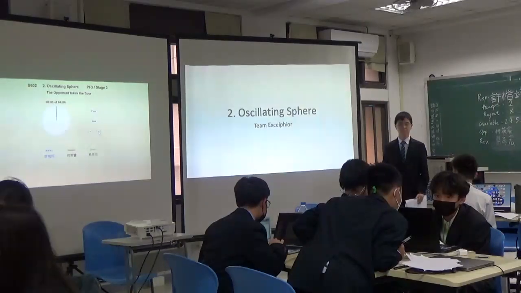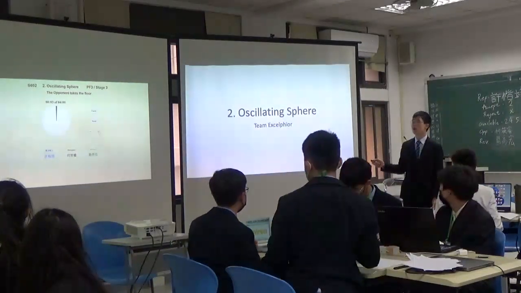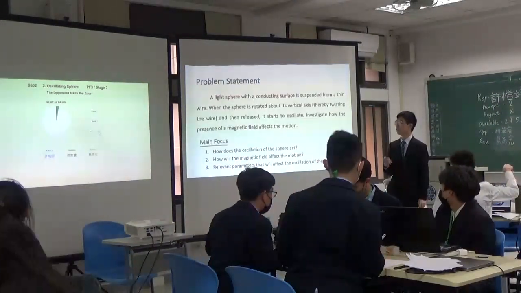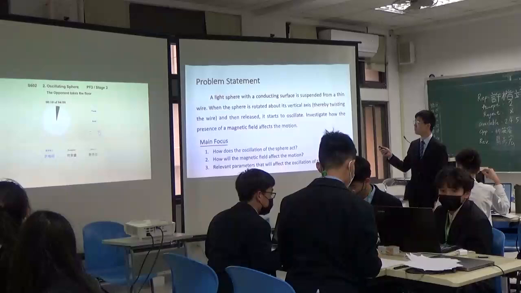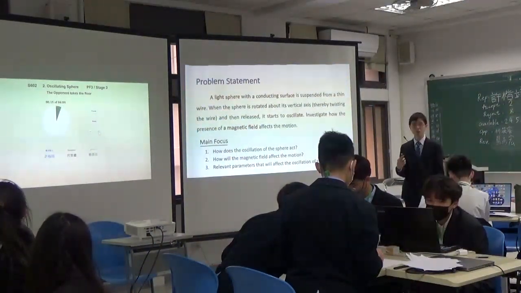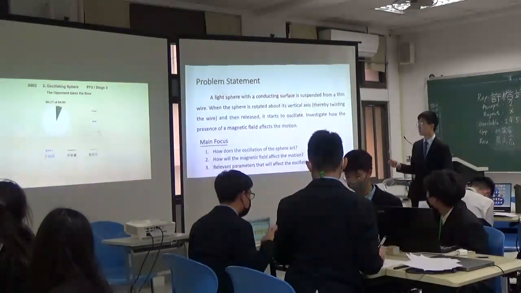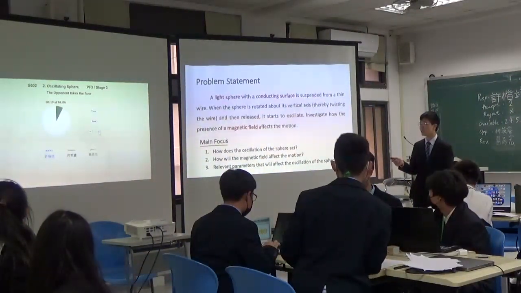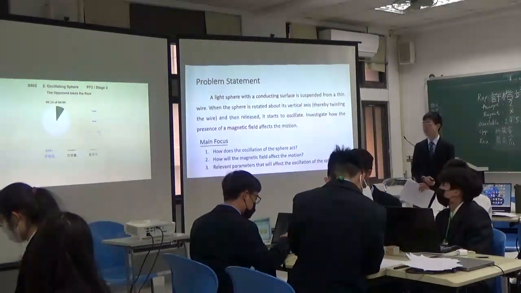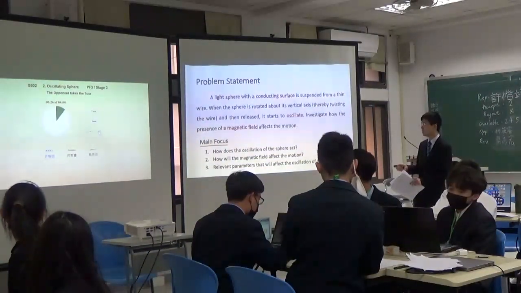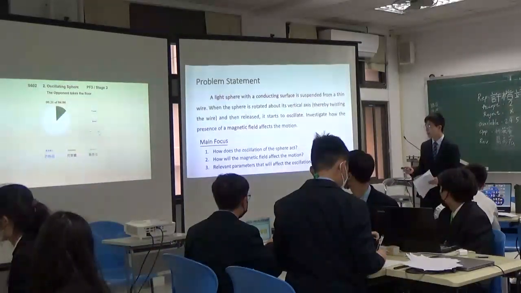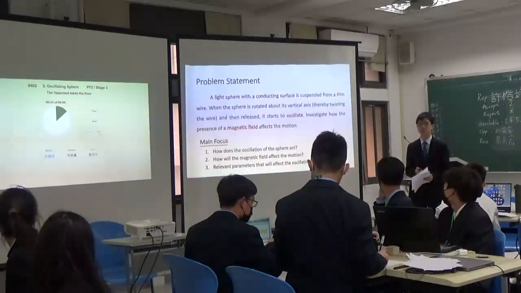Dearest fellow competitors, this is the opponent from Team Excelsior, opposing problem number 2, oscillating sphere. Problem statement: a light sphere with a conducting surface is suspended from a thin wire. When the sphere is rotated about its vertical axis, thereby twisting the wire, and then released, it starts to oscillate, investigating how the presence of a magnetic field affects the motion. Due to the problem statement, I believe we should mainly focus on how the oscillation of the sphere behaves, how the magnetic field affects the motion, and which relevant parameters affect the oscillation of the sphere.